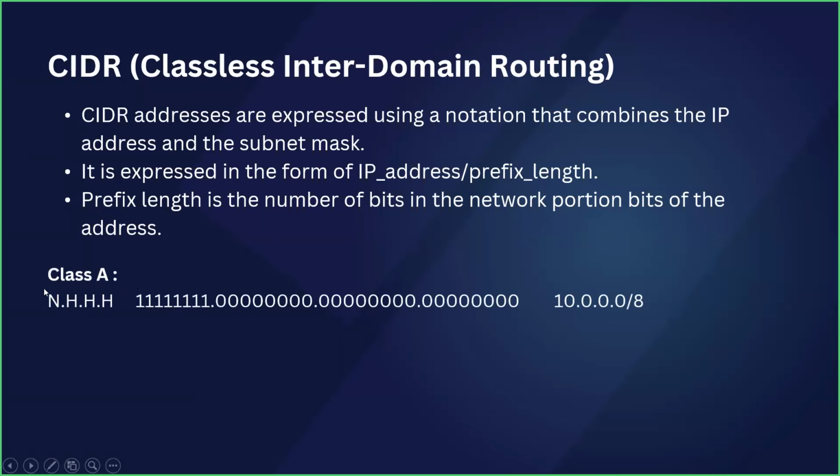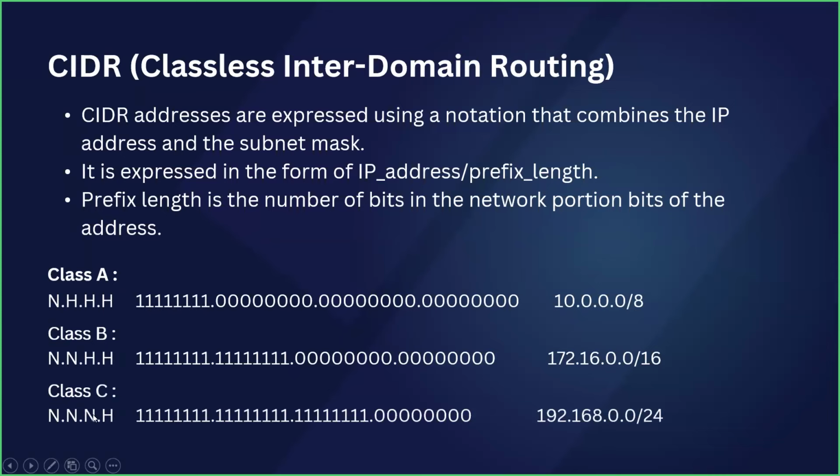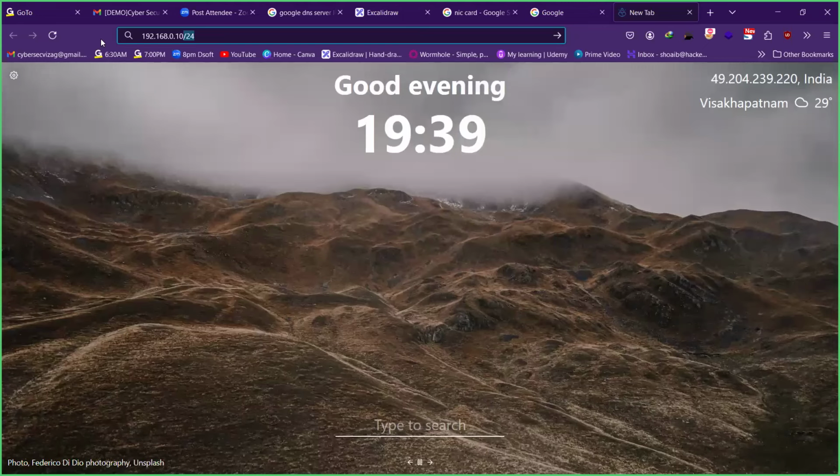Class A has one network portion with 8 bits in it, so the CIDR is /8. /16 indicates class B. Class B has 2 network portions, 8 plus 8, so that is /16. For class C, you have 3 network portions, 8 plus 8 plus 8: 8 bits in the first octet, 8 bits in the second octet, 8 bits in the third octet. When you add all that up, you get /24. Whenever you see those numbers with a slash, it just indicates which subnet mask it belongs to.